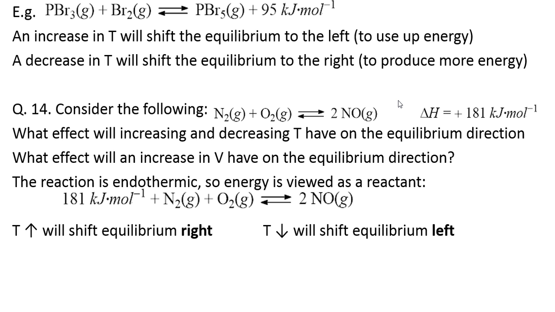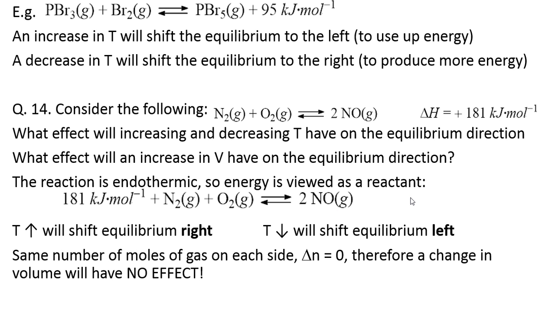As a final part of this question, when we look at how an increase in the volume will affect the direction of the equilibrium, we can see that we've got 2 moles of gas reactants and 2 moles of gas products. Therefore, the delta N gas of this reaction is equal to 0, and a change in volume will have no effect on the equilibrium.